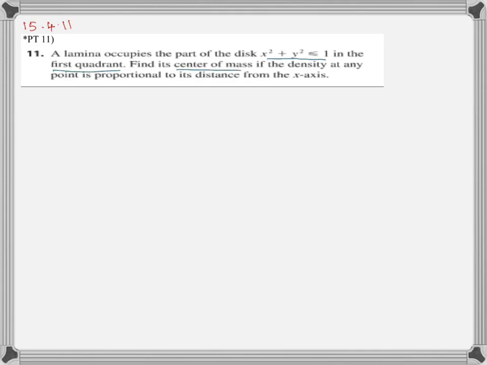So underline the keywords. It's a part of the disk x squared plus y squared less than or equal to 1 in the first quadrant. So that's an important clue. Find the center of mass if the density at any point is proportional to its distance from the x-axis. So if (x, y) is a point in the first quadrant, then its distance from the x-axis is y and its distance from the y-axis is x. So this is going to help us to find the density function.